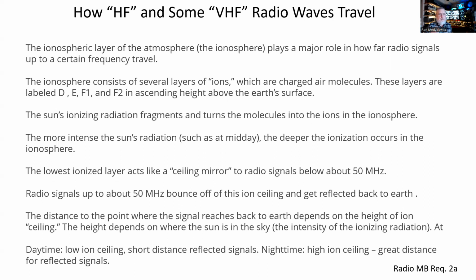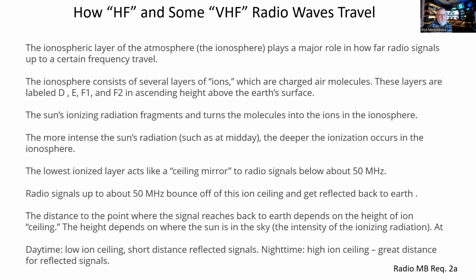The next thing is the sun. The sun's ionizing radiation, the UV coming from the sun, fragments and turns the air molecules in the ionosphere into ions. That's where it gets its name, the ionosphere. The more intense the sun's radiation, the deeper the ionization occurs, the deeper the fragmentation of the molecules in the ionosphere. The lowest ionized layer acts like a ceiling mirror to radio signals below 50 megahertz.